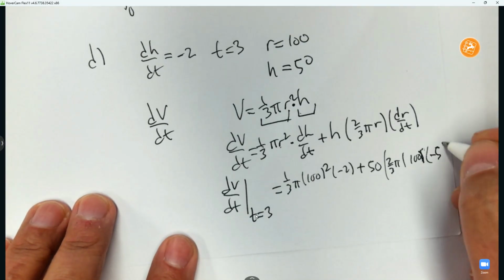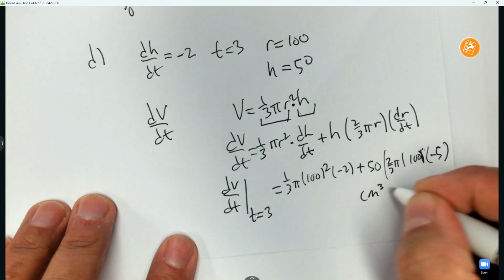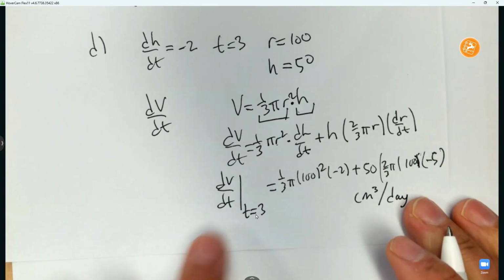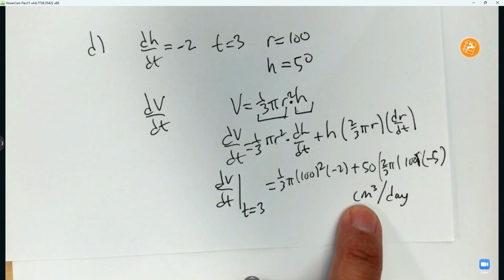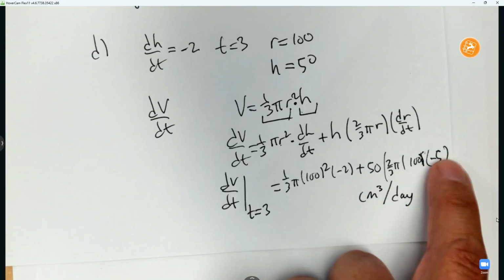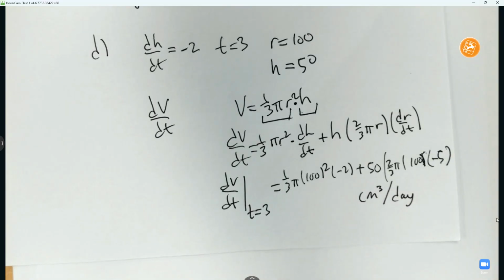And that's it. The unit here would be centimeters cubed per day. So volume, centimeters cubed, and the rate is per day, and we don't need to simplify that answer, and you finished it. All right, Mr. G Math, over and out.